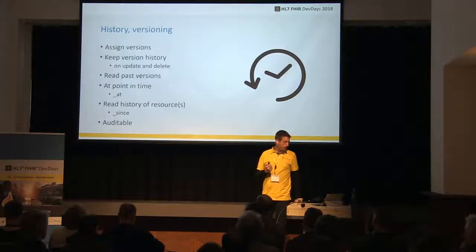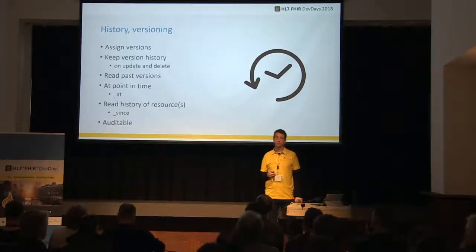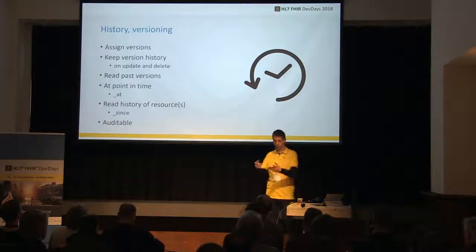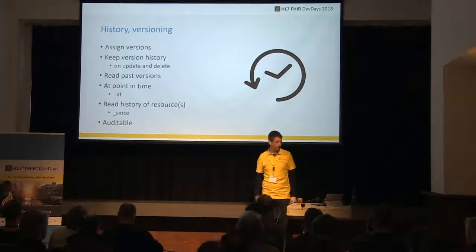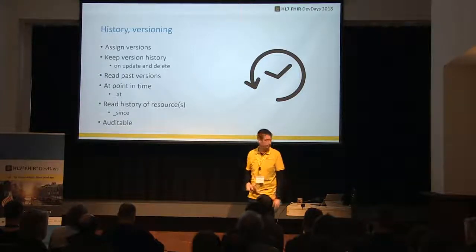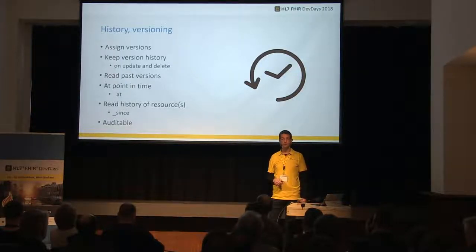Then there's history and versioning. Most FHIR servers are capable of keeping the history of resources. Very useful if you get only a part of the data and you then update it, because not everything is lost, it's just in a previous version. And then you can also read past versions with _history.